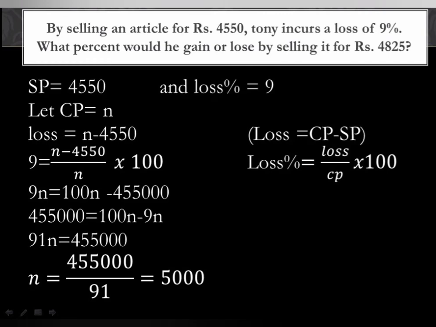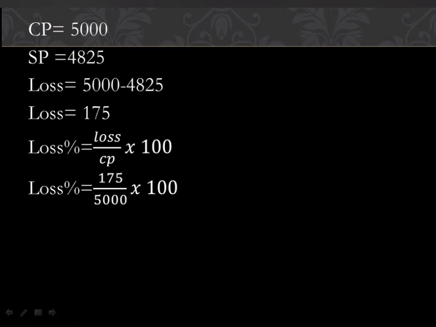Then we have 5,000 our cost price, and here again the selling price is given 4,825. Again we need to find out loss percentage. So here cost price is 5,000 and selling price is given this. So we can see that selling price is less. So again we will have loss. So loss will be of 5,000 minus 4,825. That is loss will be of 175 rupees. Now to find out loss percentage, loss upon CP into 100. So 175 upon 5,000 multiplied with 100, that will be loss percentage will be our 3.5%.